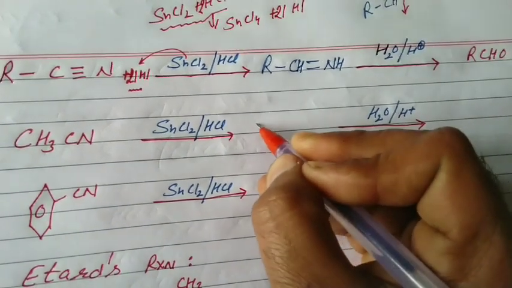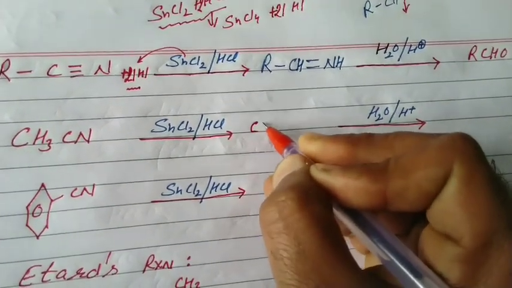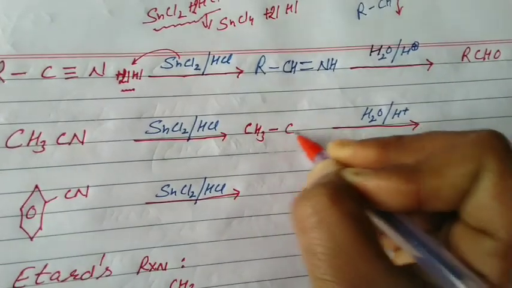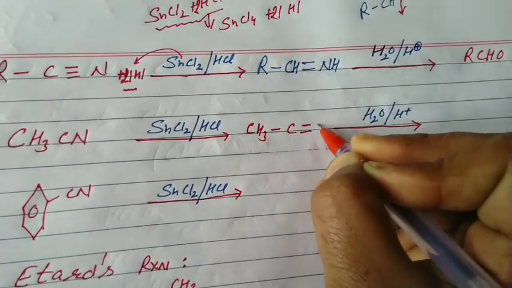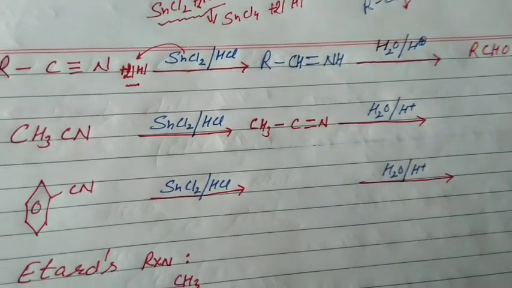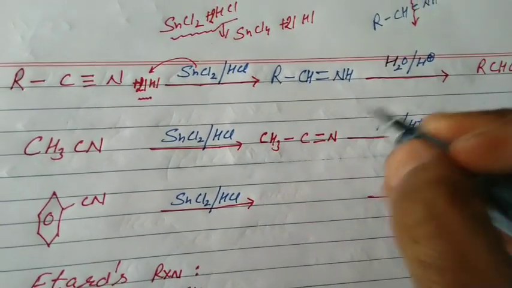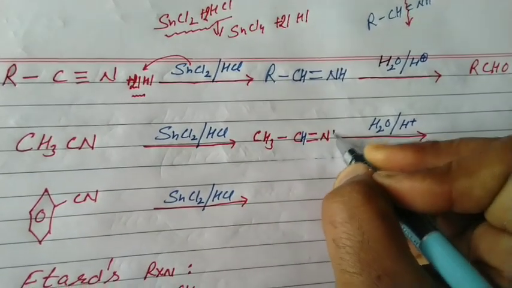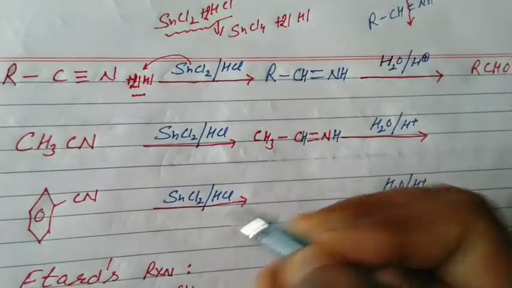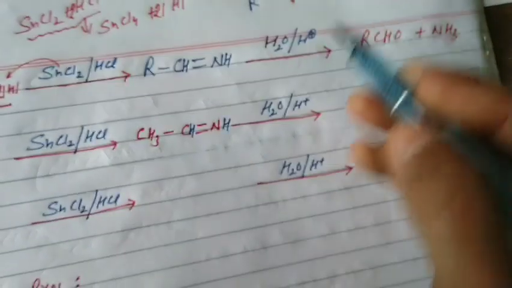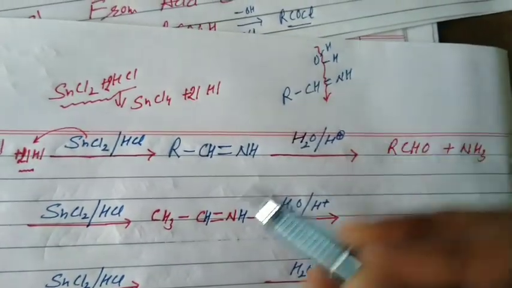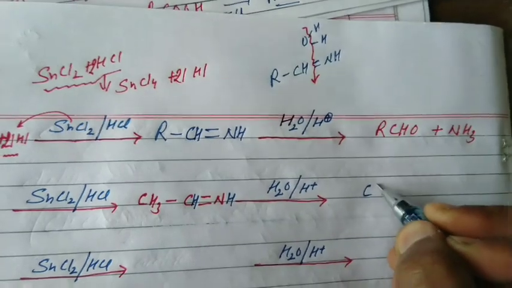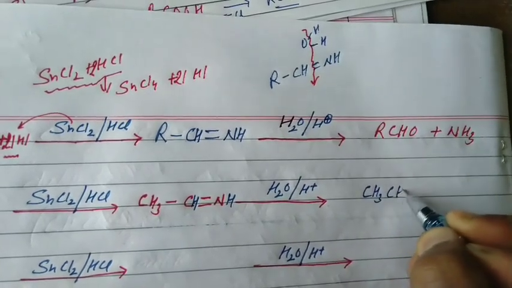When we use the reducing agent SnCl2 and HCl, stannous chloride and hydrochloric acid, what will happen? The triple bond changes to double. One hydrogen approaches carbon and the second approaches nitrogen. They are supplied by this reducing agent. Second step, students, hydrolysis. What did we get? CH3CHO plus ammonia. It is called Stephen's reduction reaction.